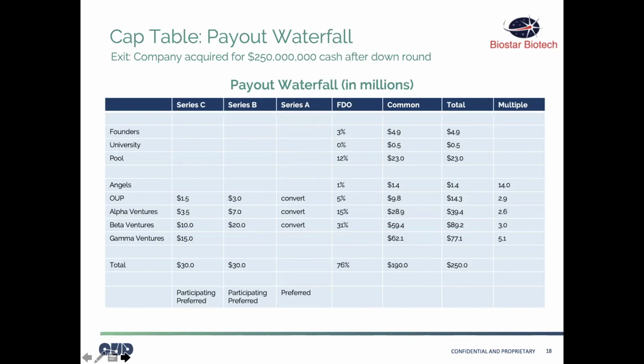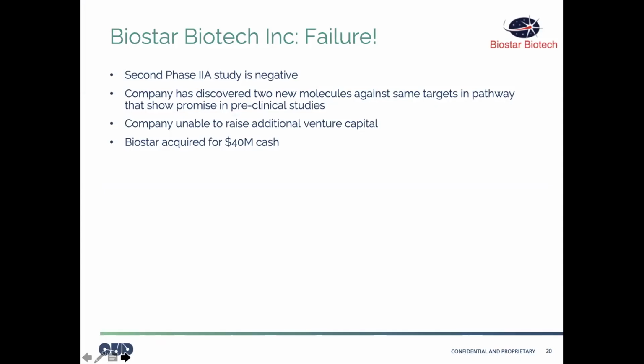So let's think about another scenario here. What if there's a failure? So that do they fund the second 2A study, but it's negative as well? So now we have 2 phase 2A studies that are negative. But as often occurs with these deep science university startups, continued research has identified additional molecules against this new RAS target. And there's some promise in some very early preclinical studies.